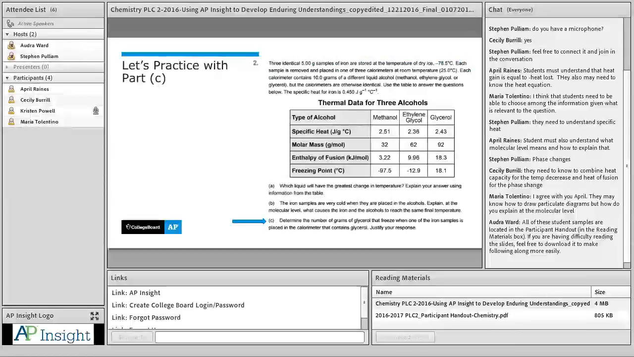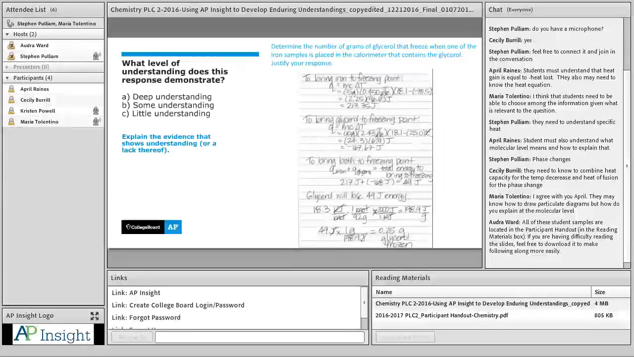We'll look at something from Part C here, the big calculation. And so again, that PDF that you downloaded will be really helpful now because at least it's very small on my screen. So it's a pretty challenging question, right? The student's going to have to really work hard and demonstrate a lot of understanding to earn this point. So what do you guys think about this one? Deep understanding, some understanding, or a little understanding?